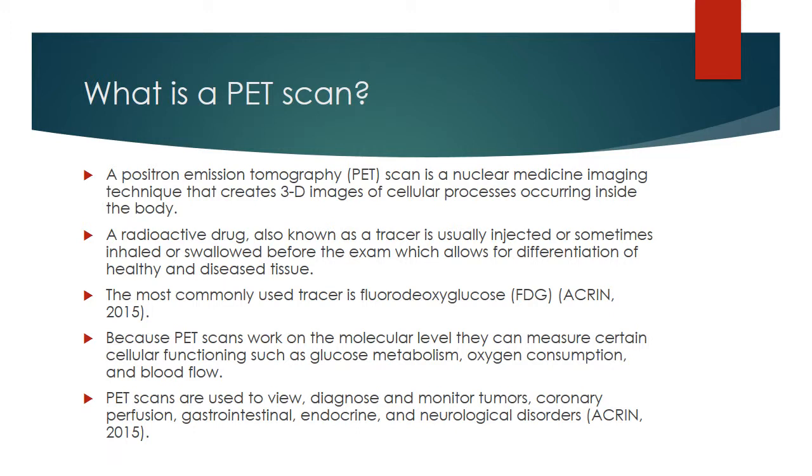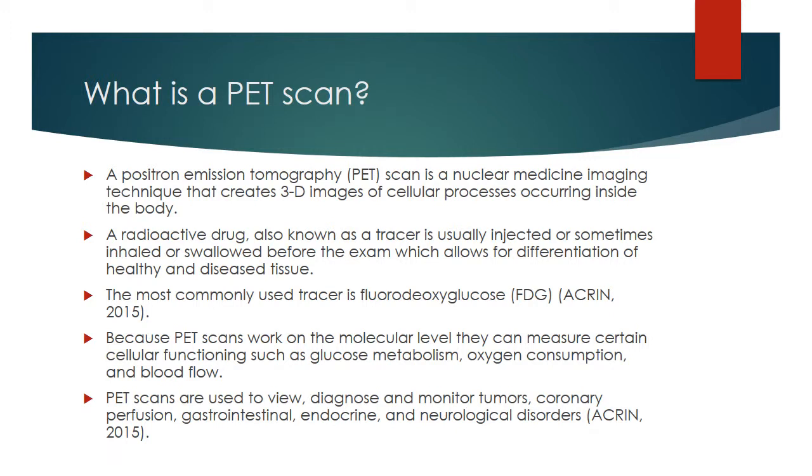So what is a PET scan? This is a 3D imaging used by nuclear medicine to produce images of cellular processes occurring inside the body. Usually a radioactive drug, known as a tracer, is injected, sometimes inhaled or swallowed before the exam. This allows for differentiation of healthy and diseased tissue. The most common tracer is FDG.